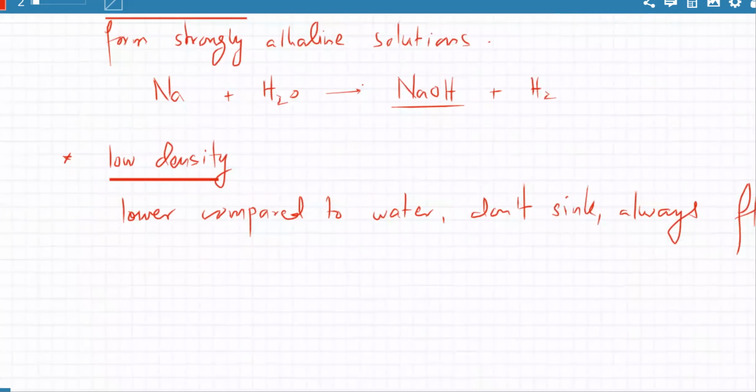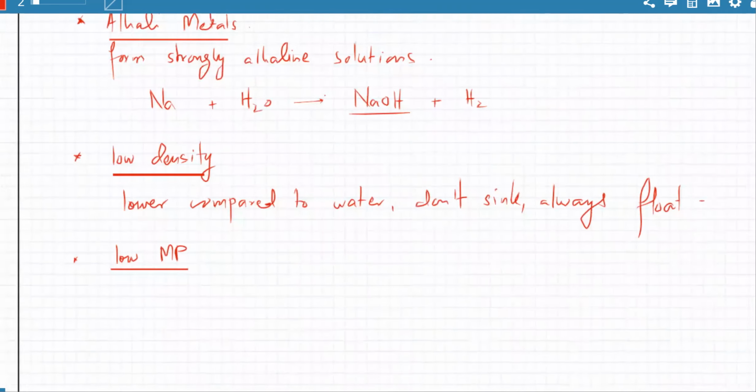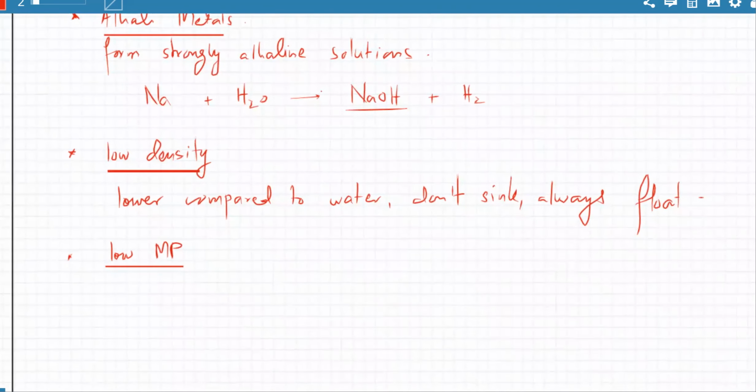Another property is that they've got relatively low melting points as well. Most group one metals melt at below 100 degrees centigrade.